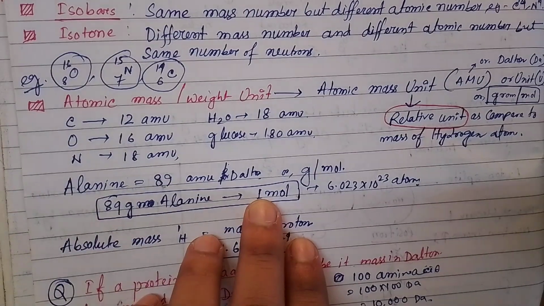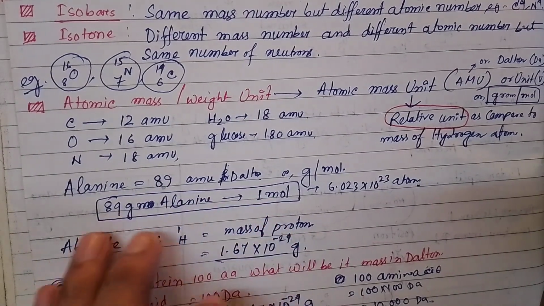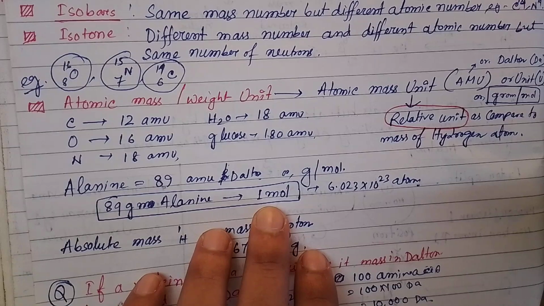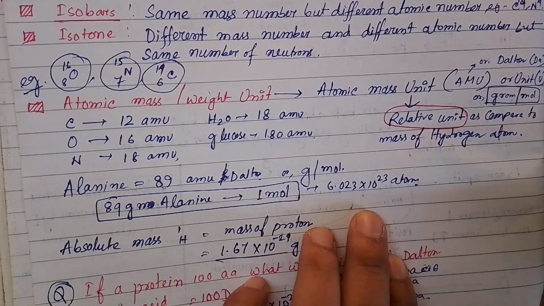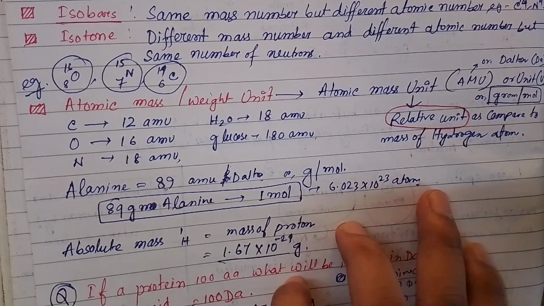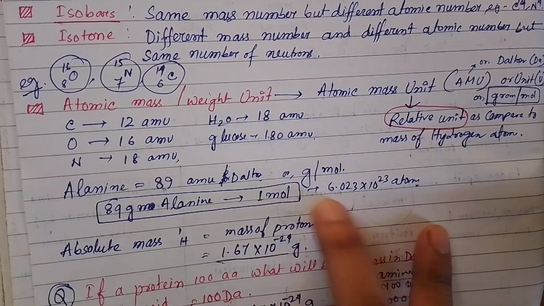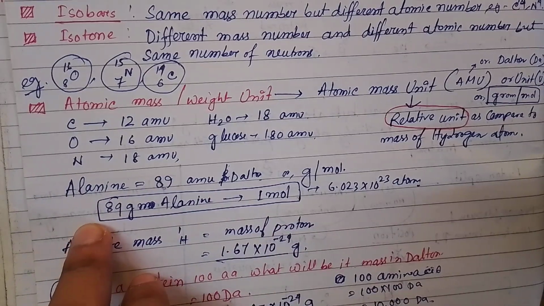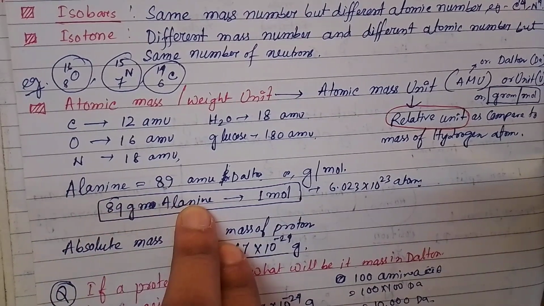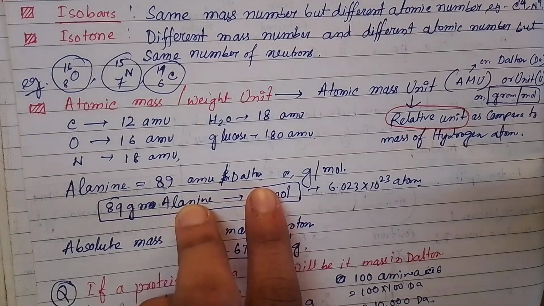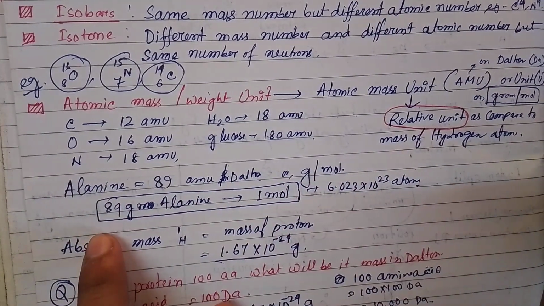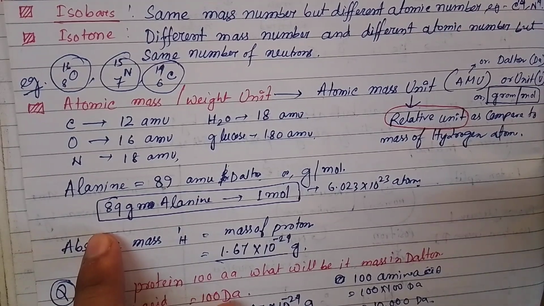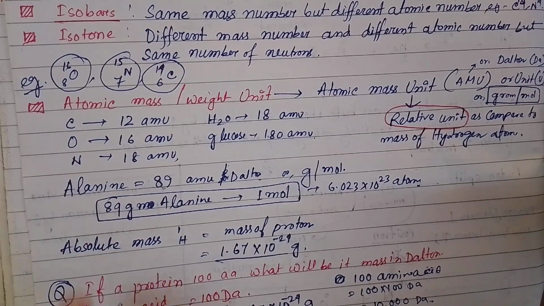So 89 gram of alanine is 1 mole, and 1 mole means it has 6.023 into 10 to the power 23 atoms. This is the number of atoms present in 89 gram of alanine. It means it's 1 mole. This concept is needed for chemistry and related to experiments. If you know how to calculate molar number and all those things, you need that concept.